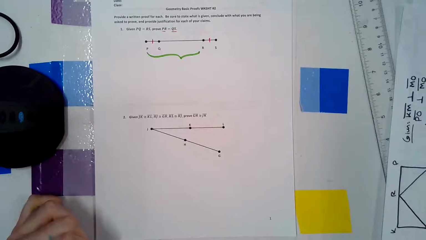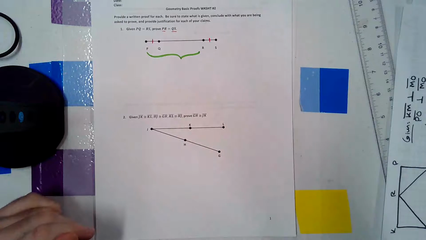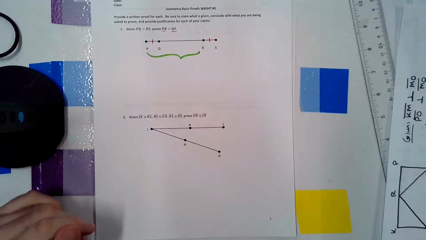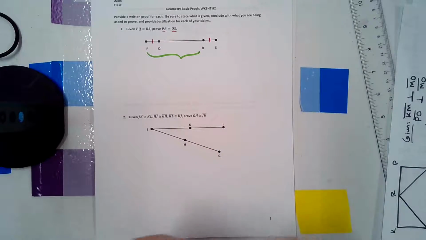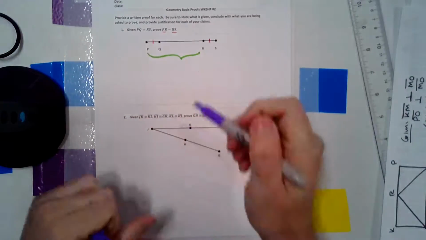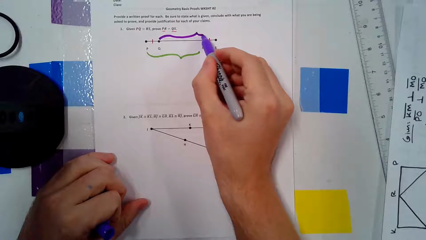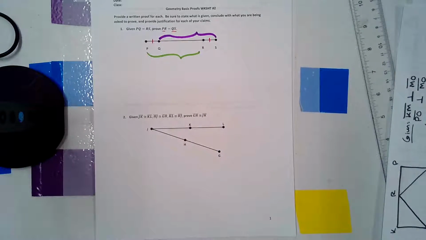That's PR. And QS. Let's not use pink. That'd just be silly. QS is this guy. So if you didn't see it, hopefully you see it now. And they have some overlap, right? QR is their overlap.